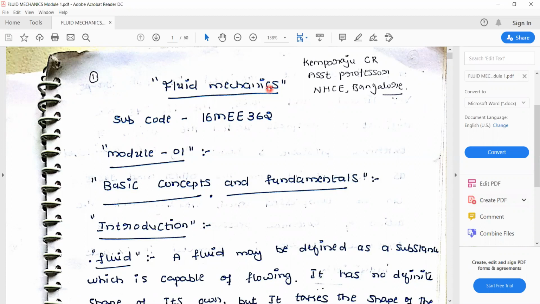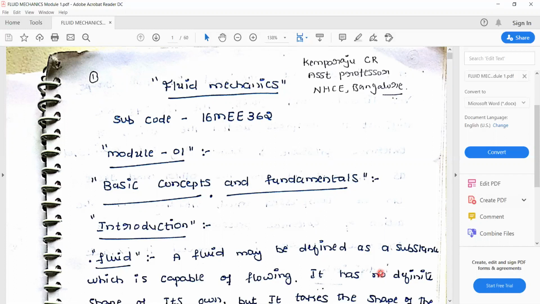Dear students, in this video, I'm going to discuss fluid mechanics, first module. The first module is basic concepts and fundamentals. In this, we are going to discuss the different fluid properties and numericals related to different fluid properties. Before going to this, first we should know what is fluid.